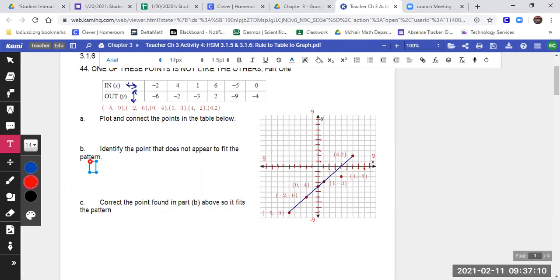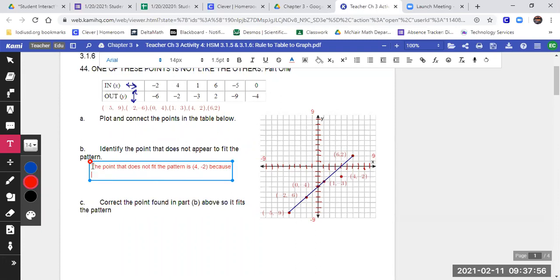Which point's in the wrong place? Which point doesn't fit? Okay, so that point for -2 doesn't fit. So we're going to go ahead and say the point that does not fit the pattern is (4, -2).